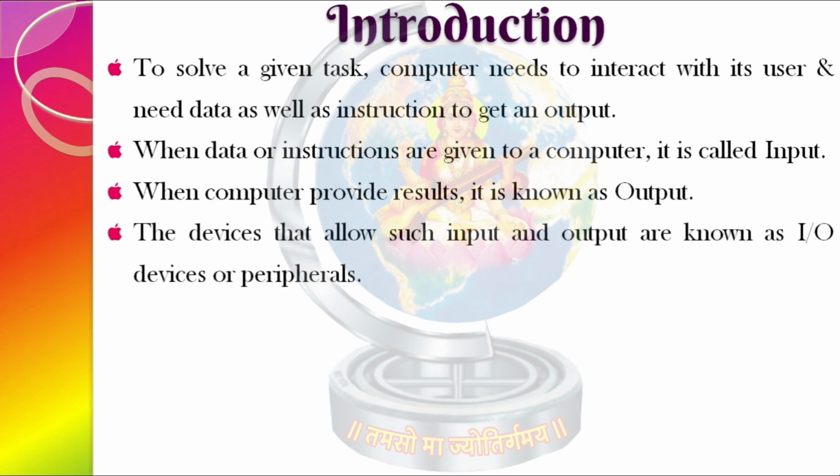Next, the devices that allow such input and output are known as IO devices, meaning whichever devices help us accept input and provide output are considered IO devices. You can call them input output devices or input output peripherals, which means different devices which accept different kinds of input, and based on that we get different kinds of output as well.